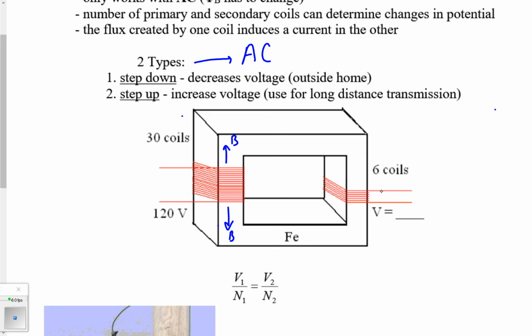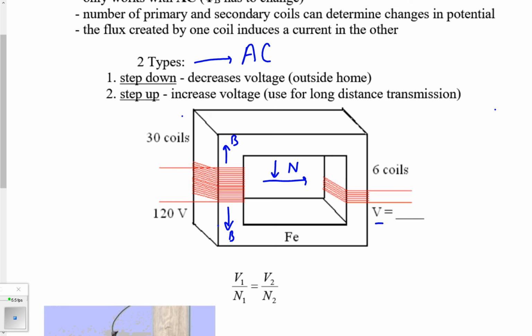Now, what's kind of cool is this. The formula is nothing but a proportion for a transformer. Your first potential over your number of coils equals your second potential over its number of coils. So for example, in this case, you should already know if this is a step up. You should have intuition. You're decreasing the number of coils. What do you think is going to happen to the potential if you decrease the number of coils? So you should have an idea of how to make a step up or step down transformer.